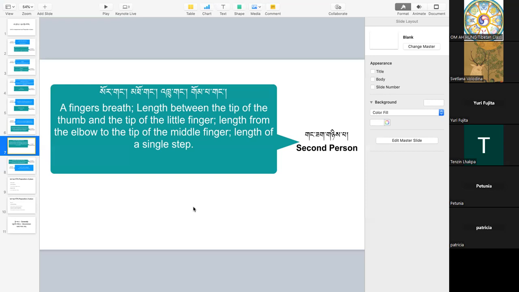Okay, so these are the four traditional ways of measurement that I wanted to introduce: sorkang, tokang, trukang, kombakang. So 4 of these.